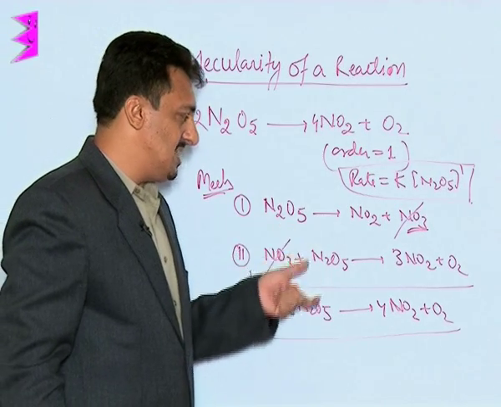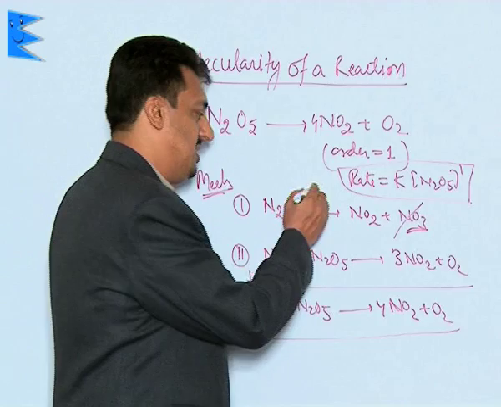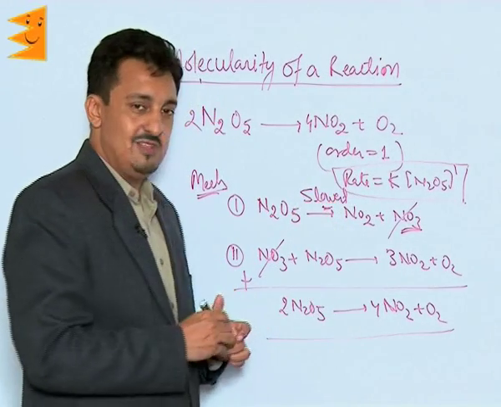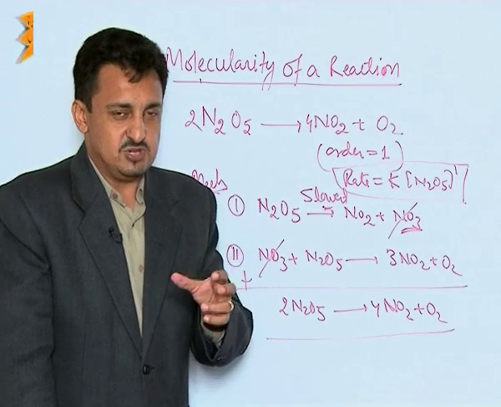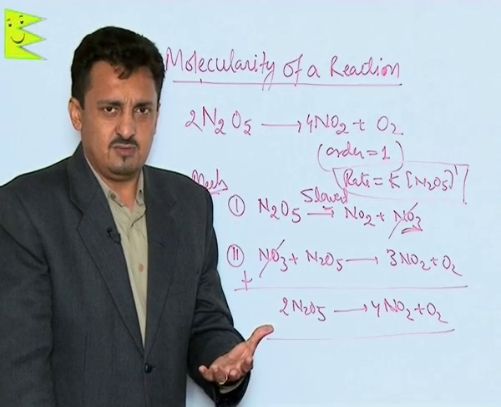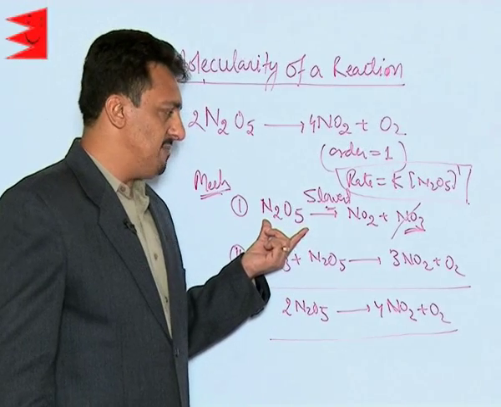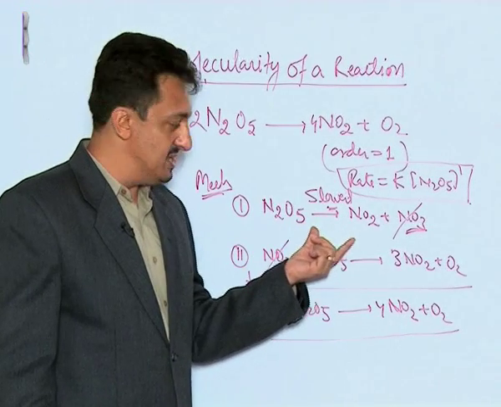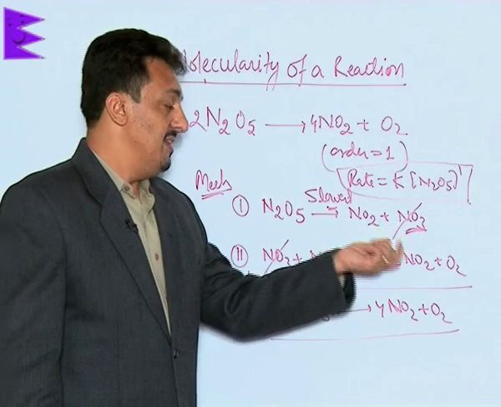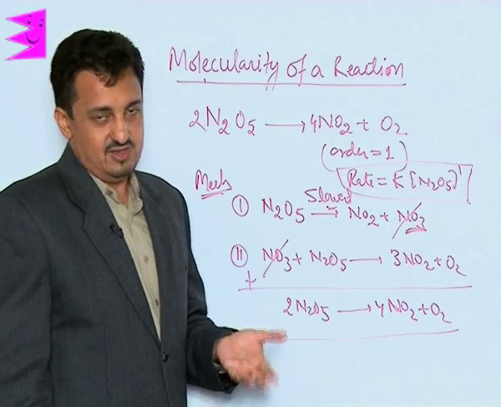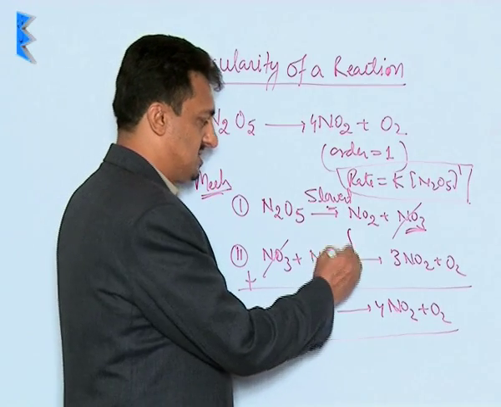Now out of these 2 steps, you can clearly make out this one is the slowest step. Remember how we can make out which step will be the slowest step. The step in which the intermediate is formed is called the slowest step. And this will be the step in which the maximum energy will be consumed, and this intermediate is formed. The reaction in which the intermediate reacts is always a fast reaction because its energy is very high, so it will be the fast reaction.